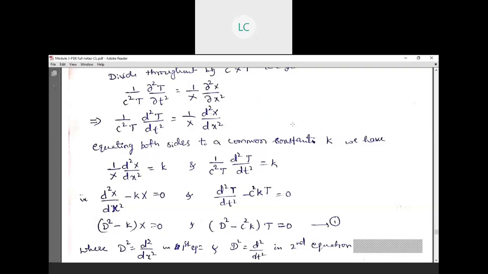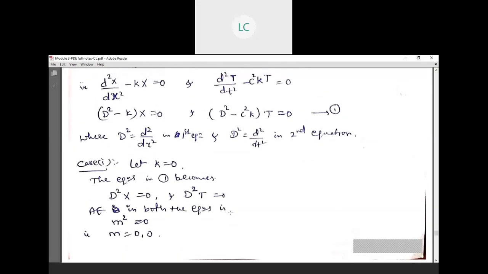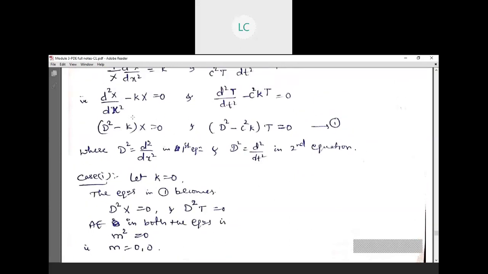Now just cross multiply: d²X/dx² minus kX is equal to 0, and d²T/dt² minus c²kT is equal to 0. Now it is a homogeneous differential equation. We already know that the solution of a homogeneous equation is the complementary function. So this is a homogeneous ODE, and you should write it in terms of capital D, that is (D² minus k)X equal to 0, and (D² minus c²k)T equal to 0. Call this equation 1. Okay, now we should find the solution for these two equations.